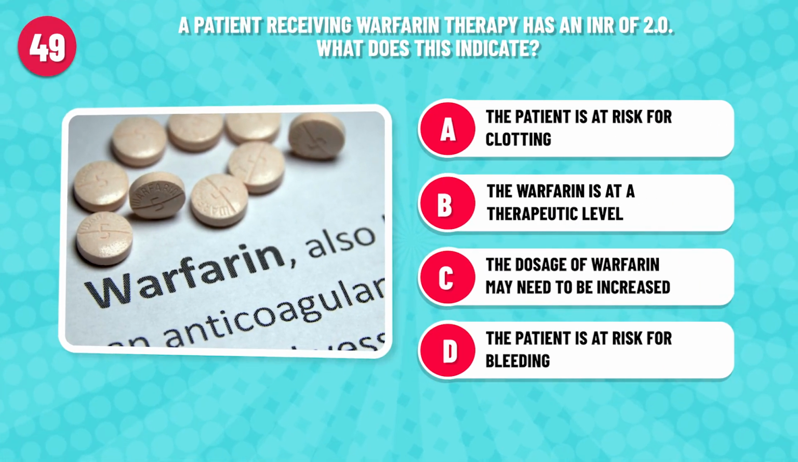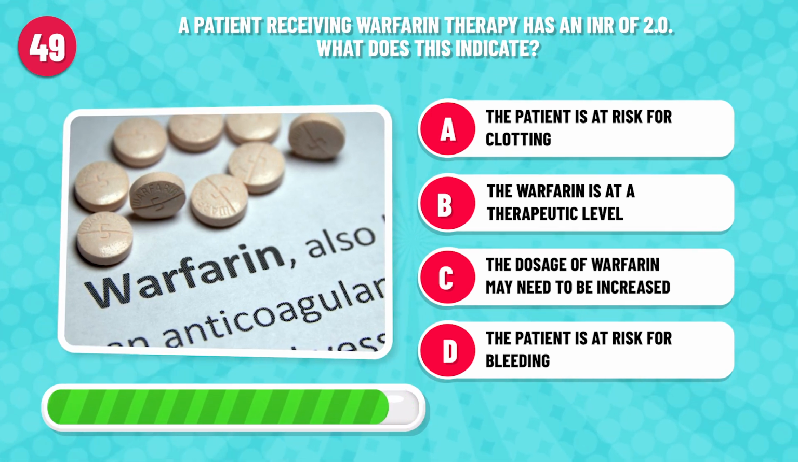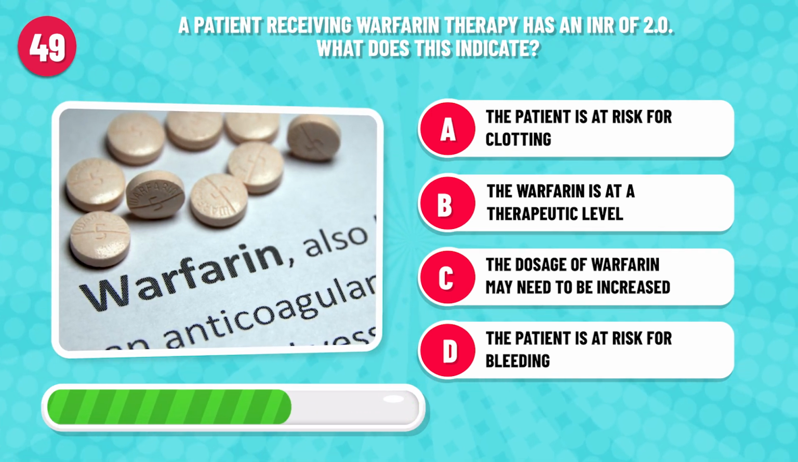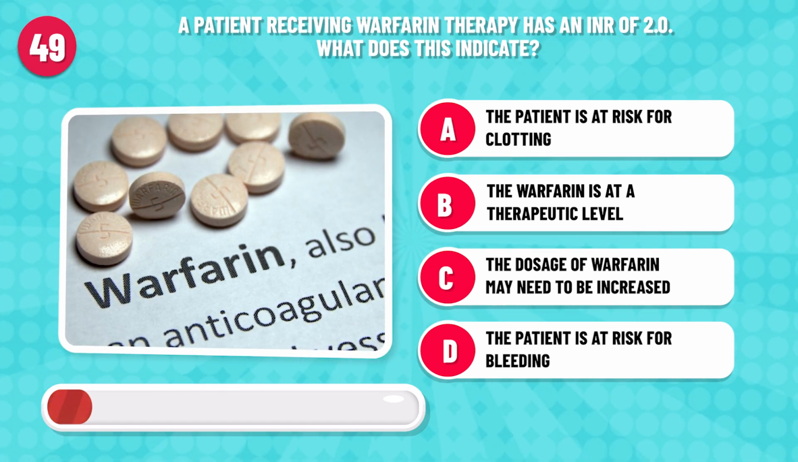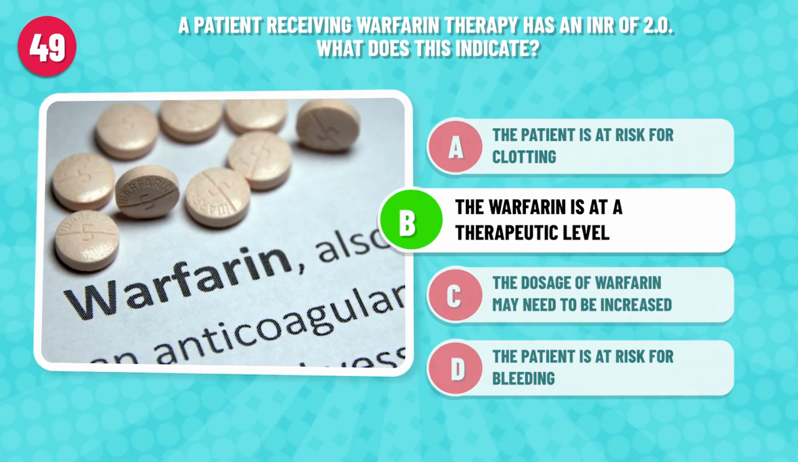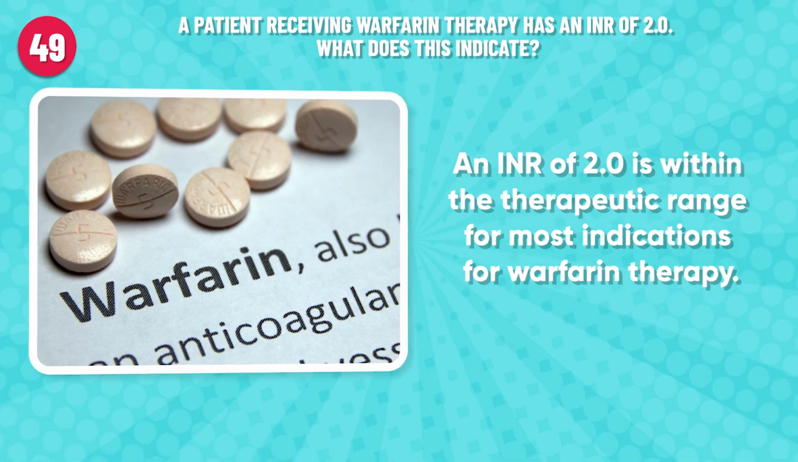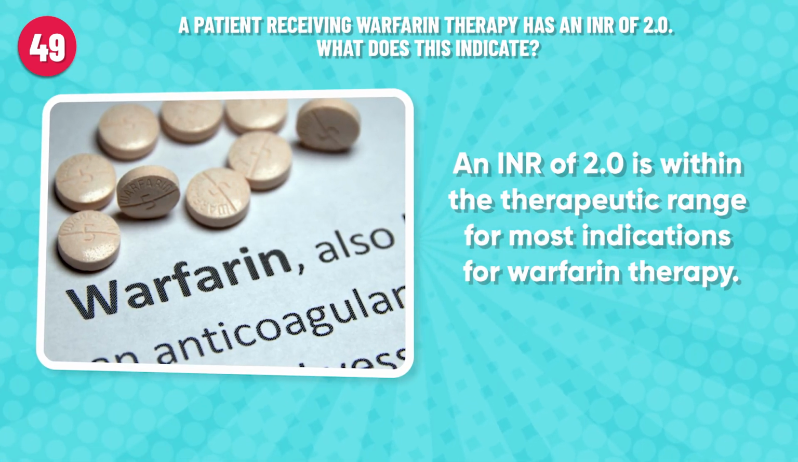A patient receiving warfarin therapy has an INR of 2.0. What does this indicate? It's B. The warfarin is at a therapeutic level. An INR of 2.0 is within the therapeutic range for most indications for warfarin therapy.